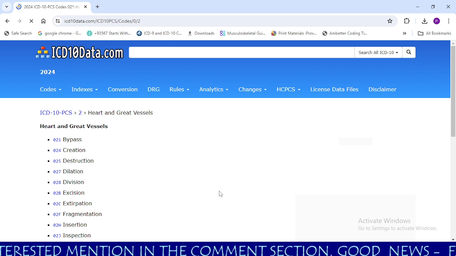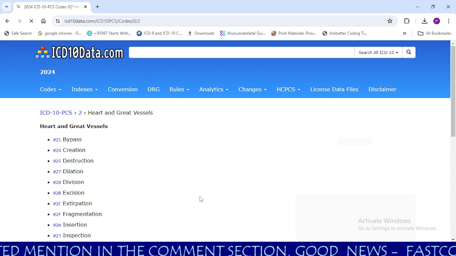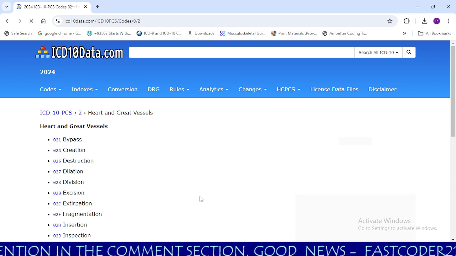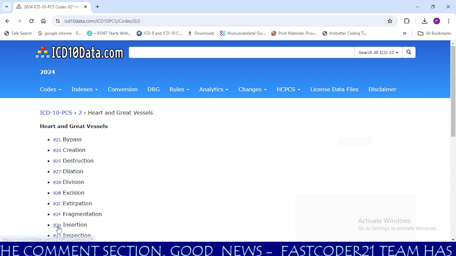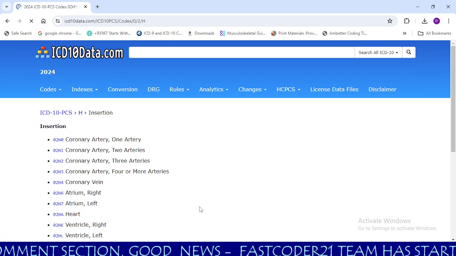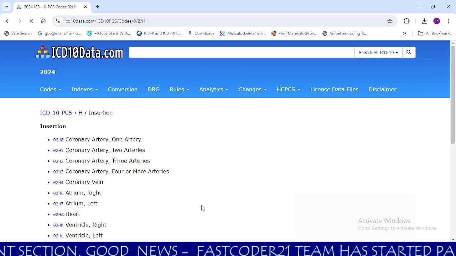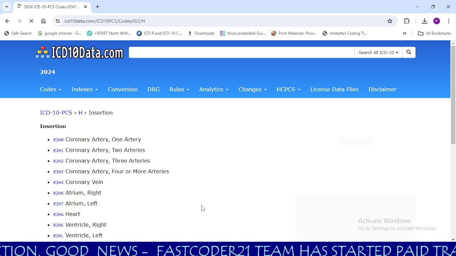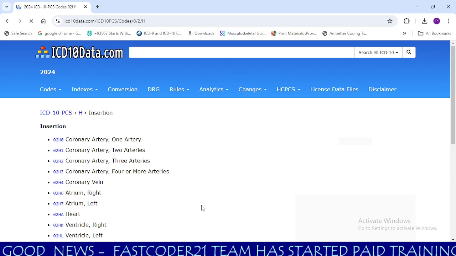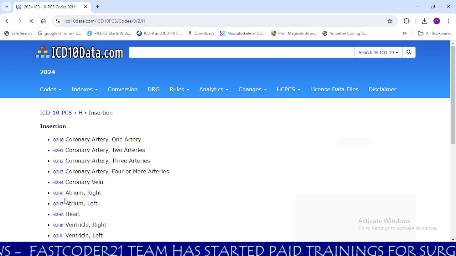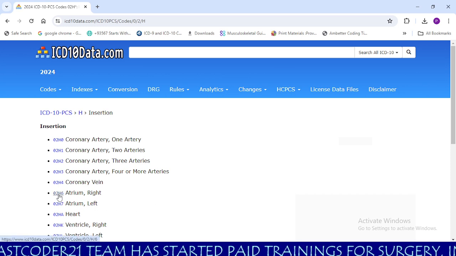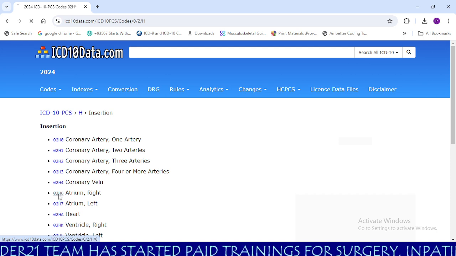So our root operation is insertion here. As we have discussed previously, the physician has inserted one pacemaker as well as three leads. So here also we need to choose 02H, and we need to check the location of the insertion of the lead. Here, the second lead is inserted in the right atrium. So here we need to click on 02H6.